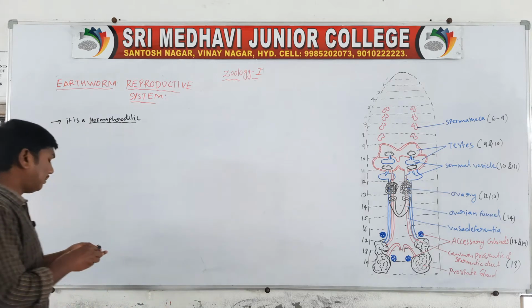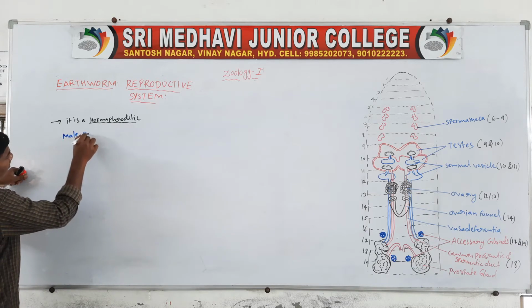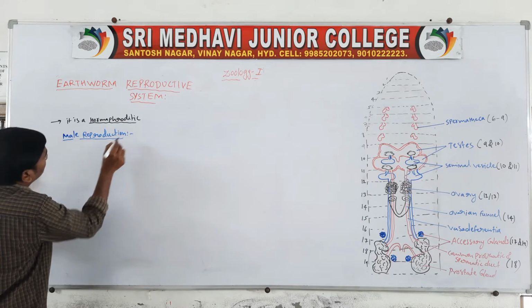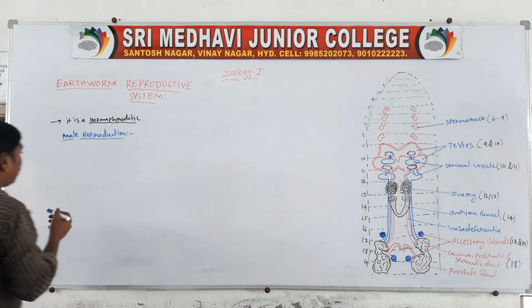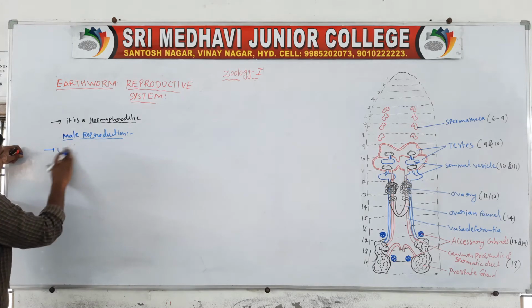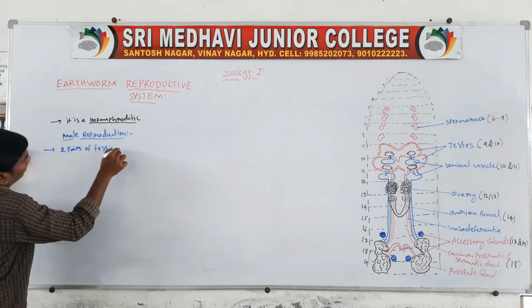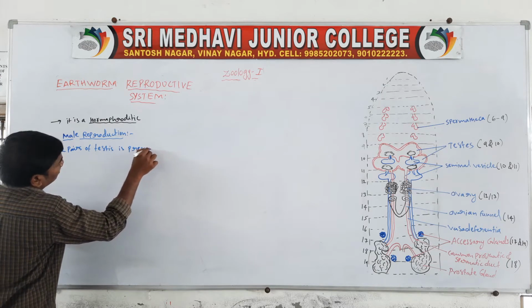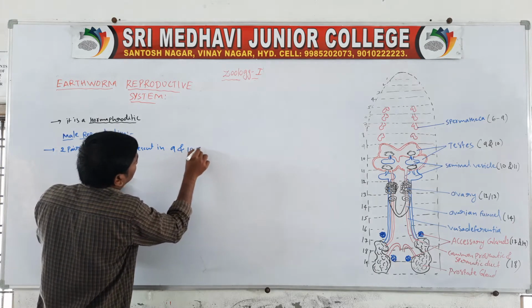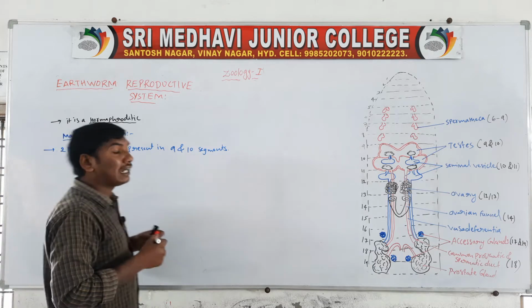First, the male reproductive system. The male reproductive system contains two pairs of testes, present in the 9th and 10th segments.